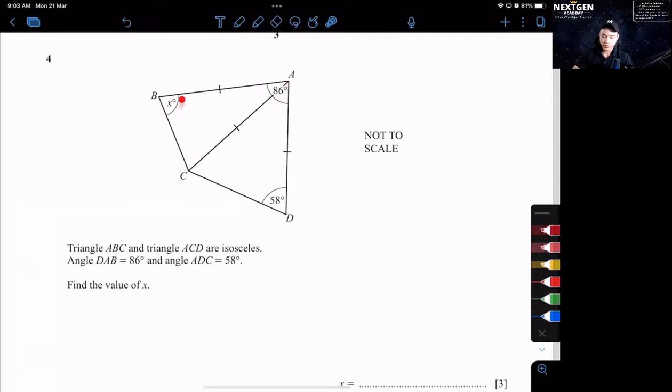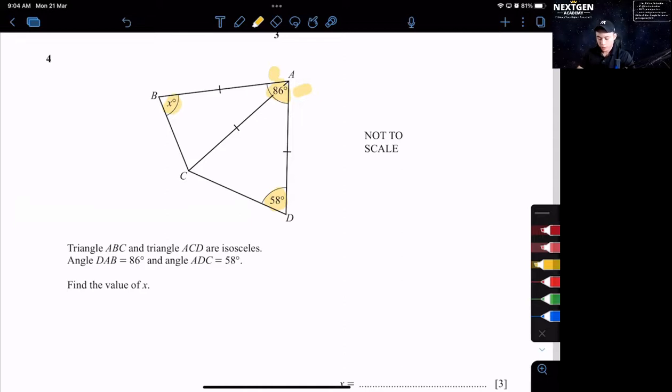So I've seen students who assume that this angle is equal to the same angle because they assume that both of these triangles are the same. It looks the same, but both are just isosceles. They never say it's the same. So we cannot assume that it's the same. Okay, so the only thing that they gave us here is 58, here is 86, which is made up of, you see here, and here, and then here's x degrees.